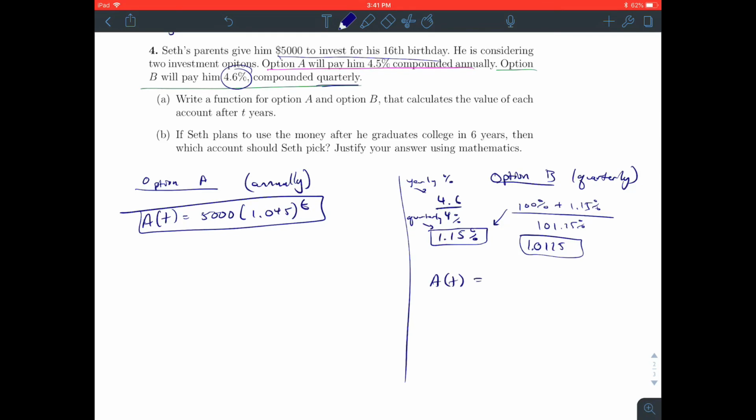So A of t is equal to 5,000 times 1.0115 to the, not tth power, because this is quarterly, we're getting it 4 times per year, which means 4 times as frequently. So our exponent is going to be 4 times however many years we wait. Now we got Seth's 2 formulas, and I think you can figure out for problem B which option Seth should pick.